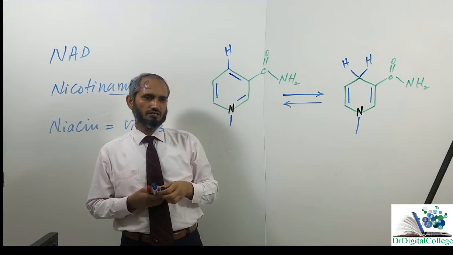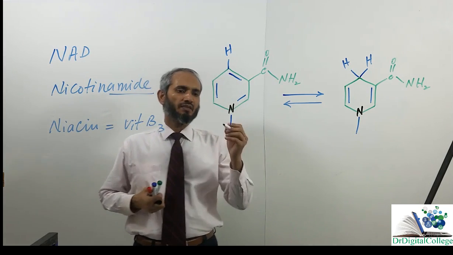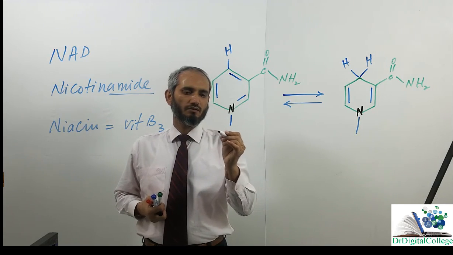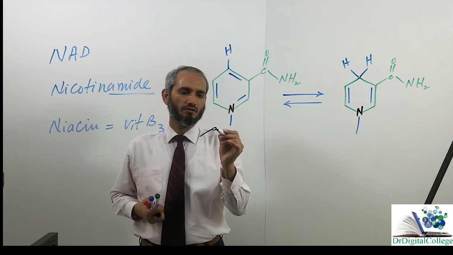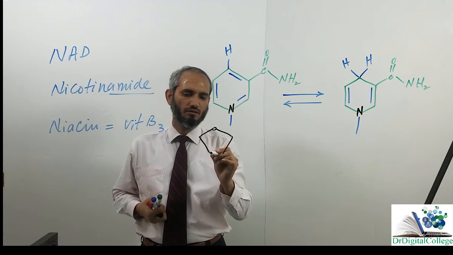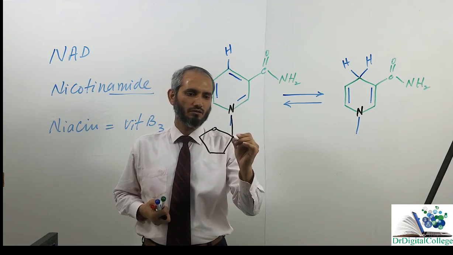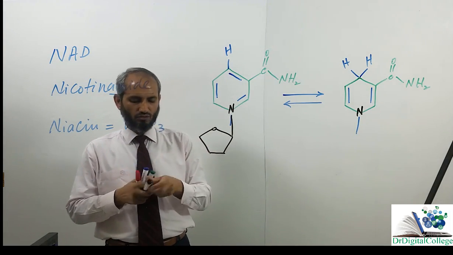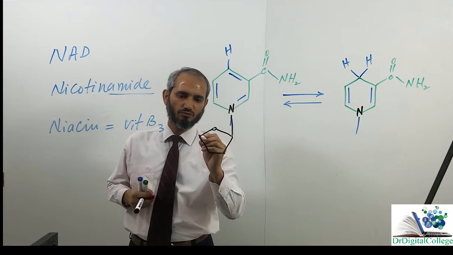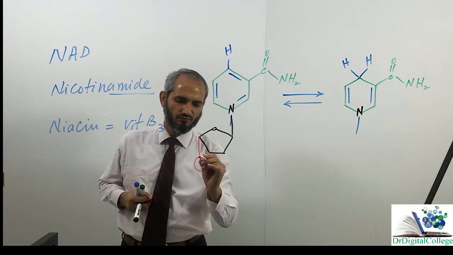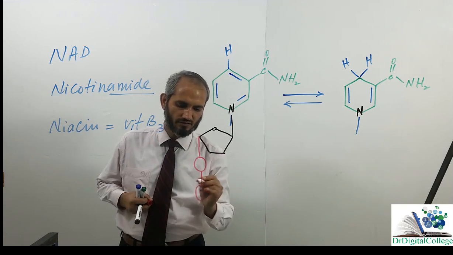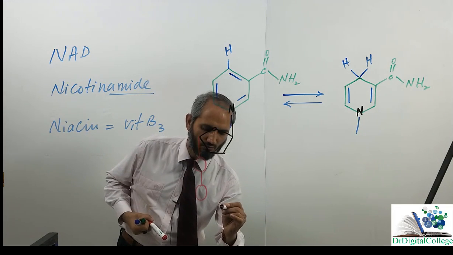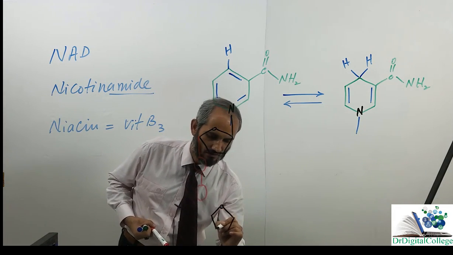Let's draw how that dinucleotide part is attached. With this portion, this is a ribose sugar attached, and here there are two phosphates attached with this ribose sugar. One is this phosphate, one is this phosphate. Okay, and with these two phosphates there is another ribose sugar attached.